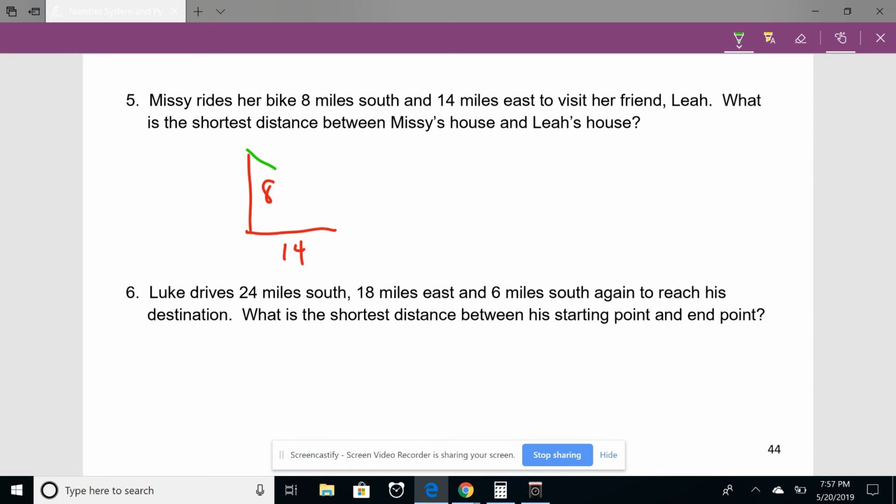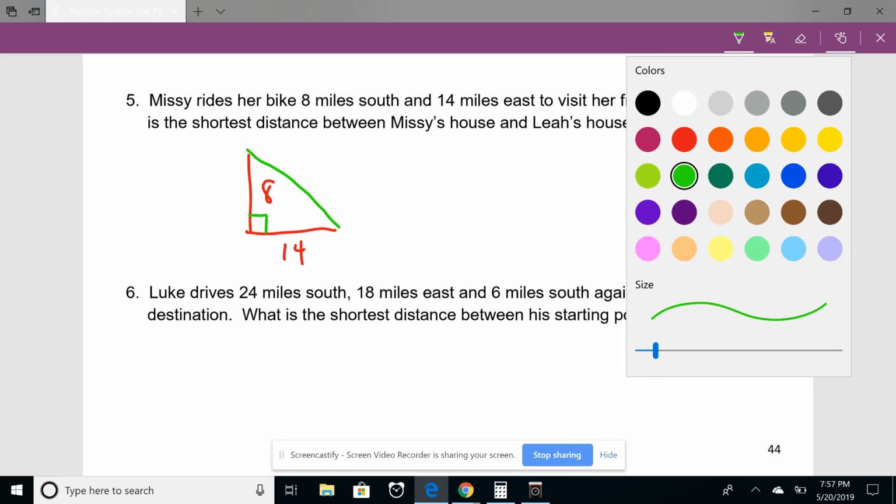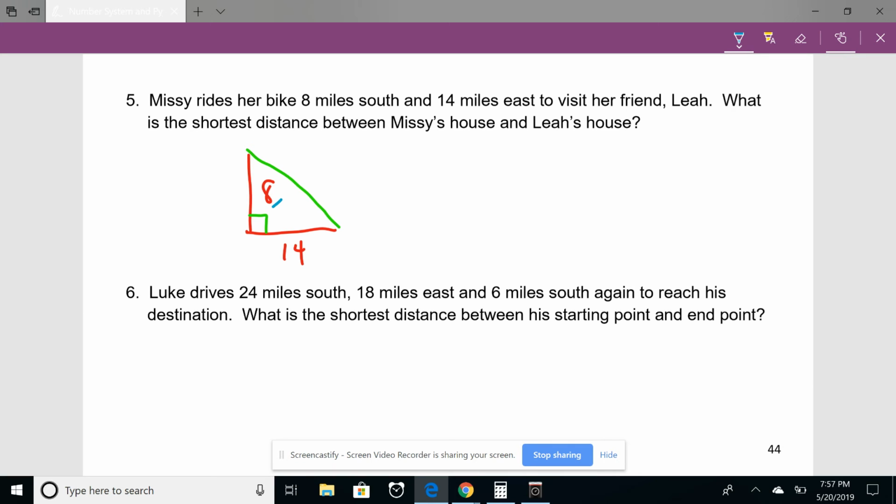Look at this. We have a right triangle. There's my right angle. 8 and 14 are my legs. This is my hypotenuse. So you have 8 squared plus 14 squared is C squared.